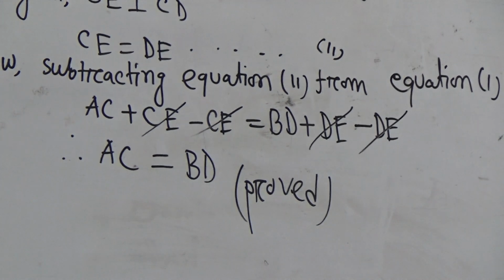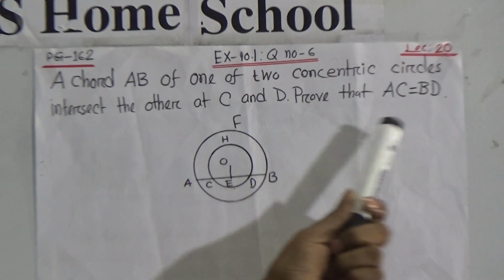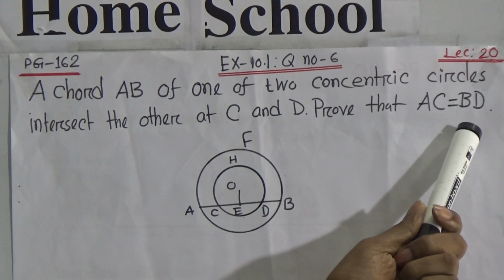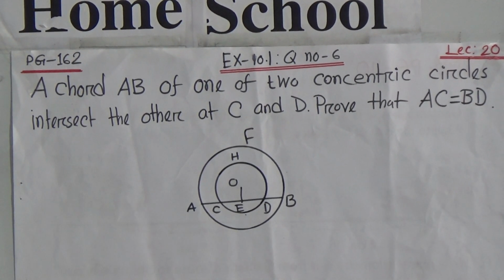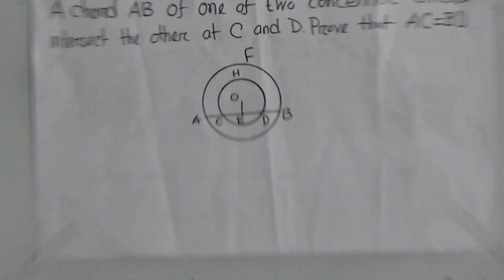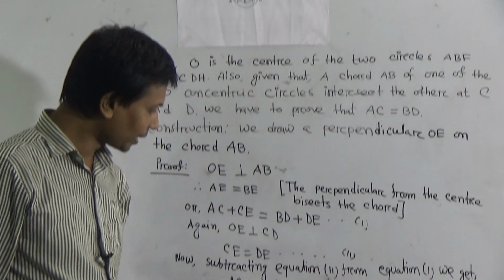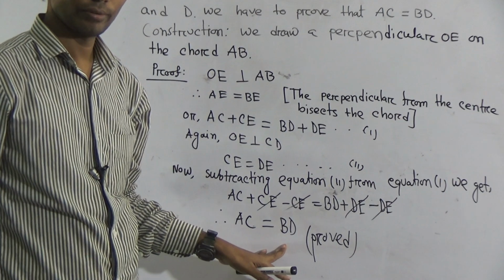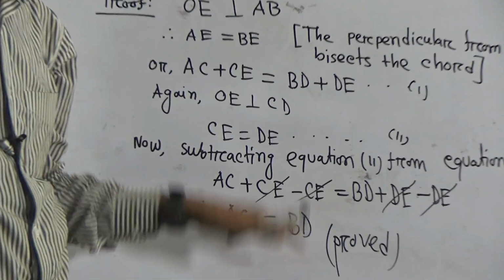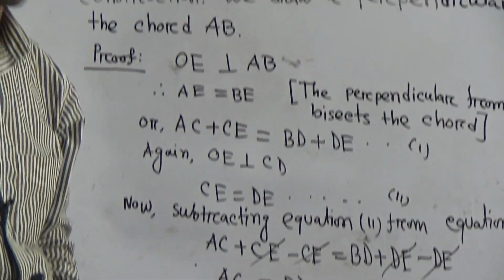Dear student, you see here, you see the figure. We have to prove that AC equal to BD. Okay, now using the figure I have proved here, you see the last, AC equal to BD. Okay, this is our required result.